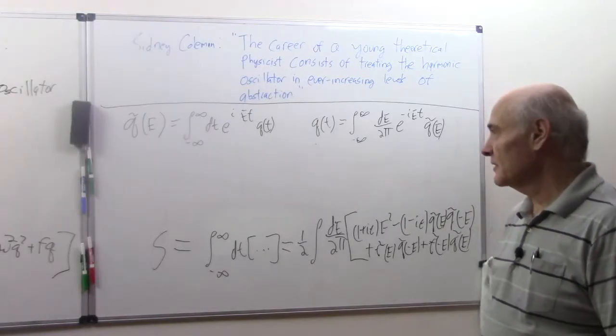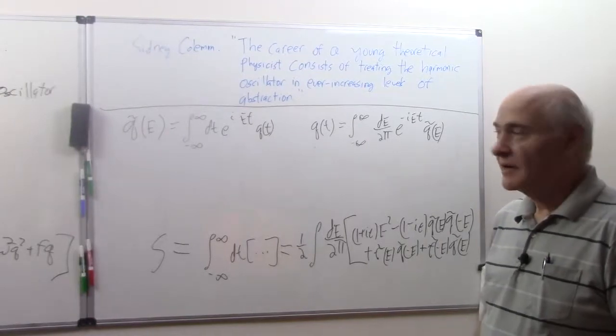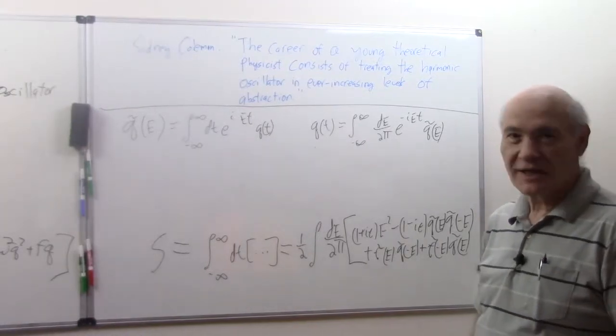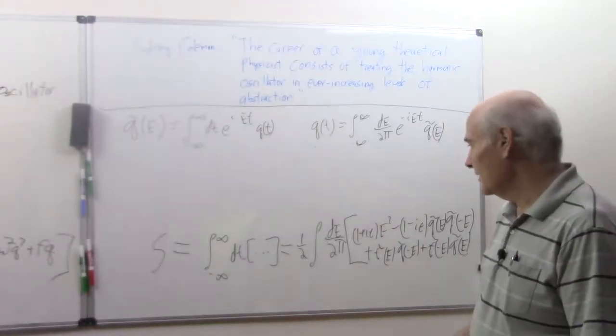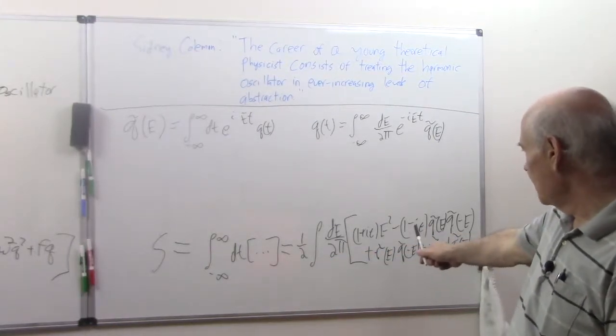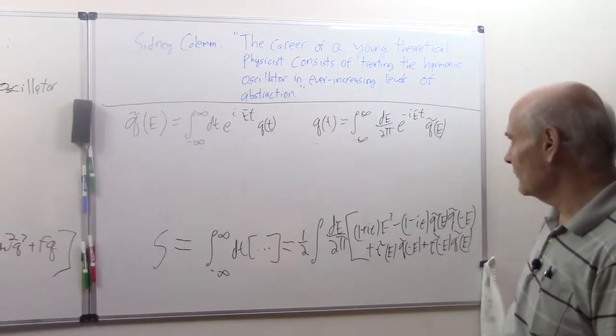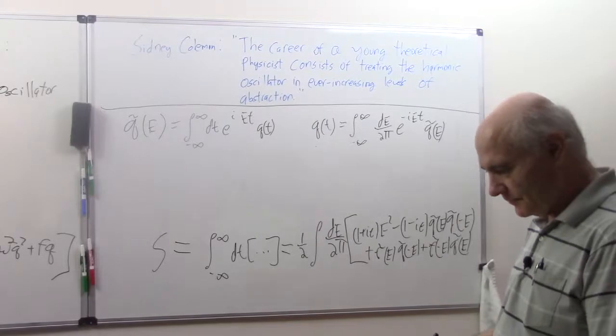Okay, welcome back to Quantum Field Theory, a student's perspective. Today we're doing the Feynman path integral for the harmonic oscillator. And we finished with this formula. It looks pretty messy, but actually we're just going to do a standard completing the square. We're going to change variables and complete the square.